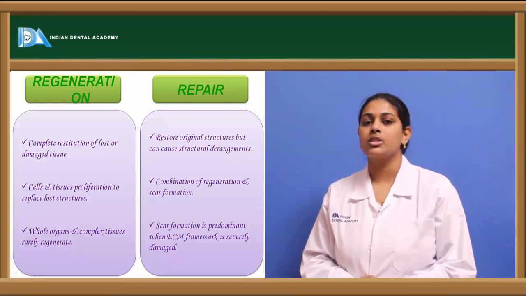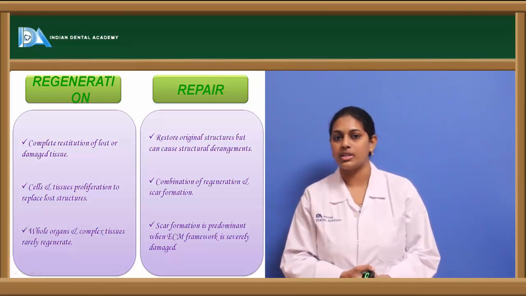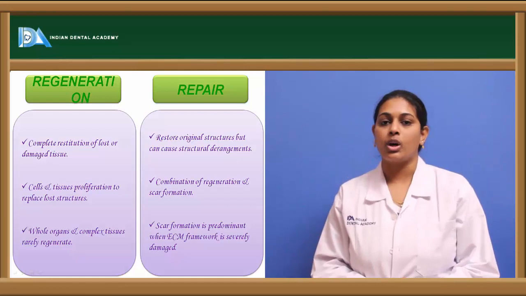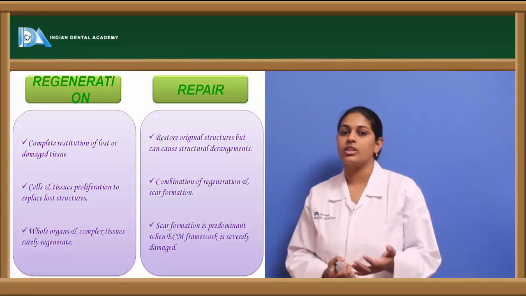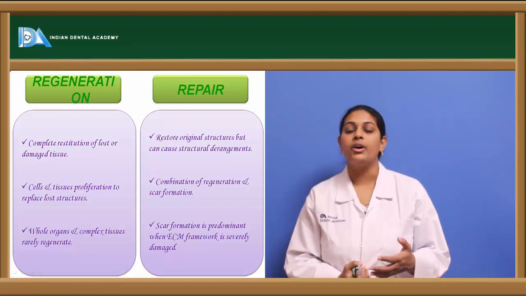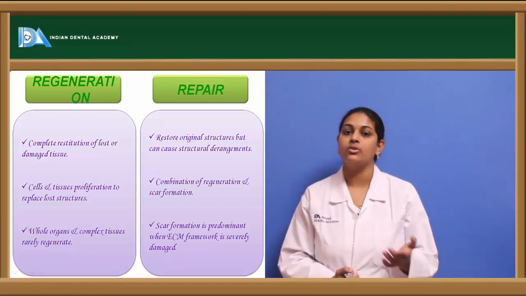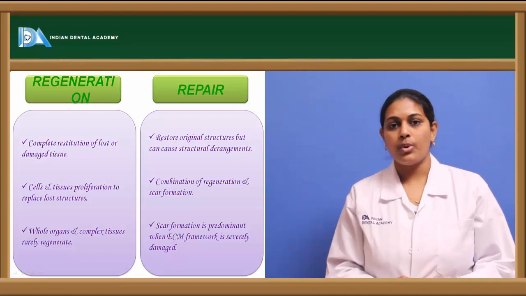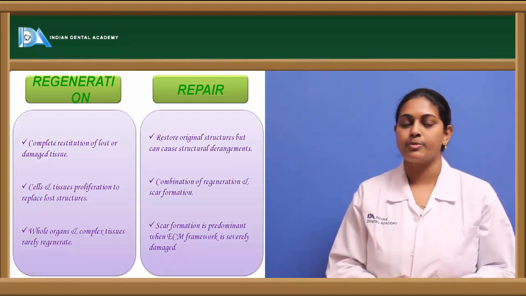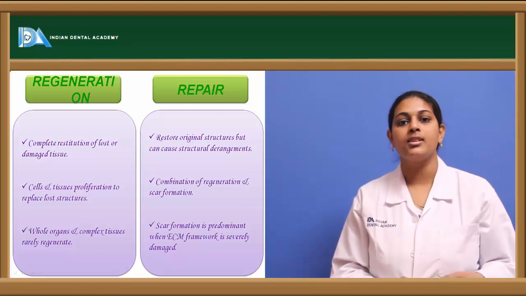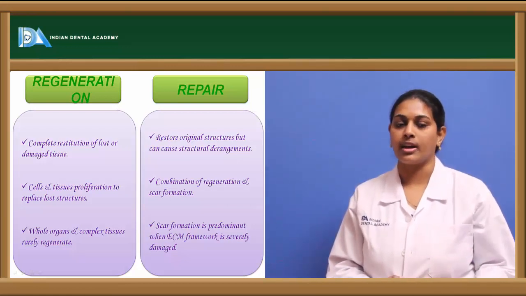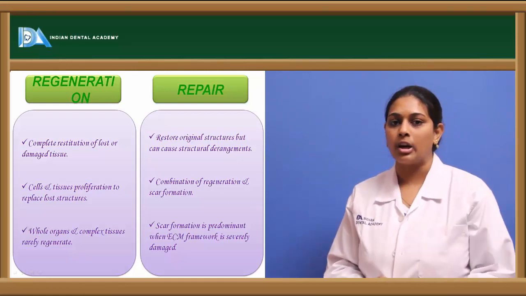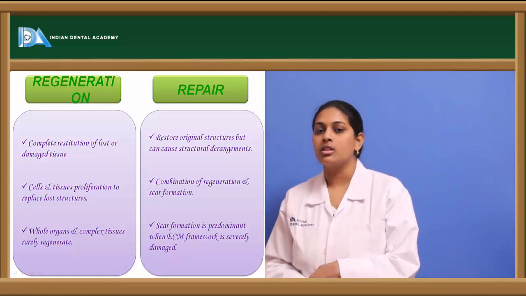This granulation tissue is composed of collagen, fibroblasts, blood vessels, whereas other cells involved in the healing process together form the granulation tissue. So this is the difference we see between regeneration and repair. In repair, we see regeneration as well as formation of scar tissue. Whereas in regeneration, we see replacement of the lost structure with cells and tissues with the help of their proliferation. That is, the existing cells and tissue proliferate and result in the formation of the lost structures.